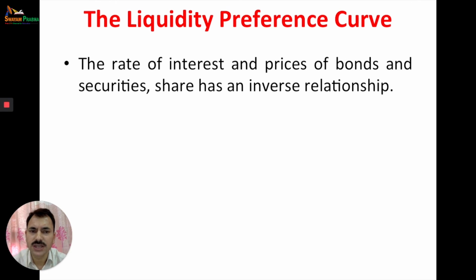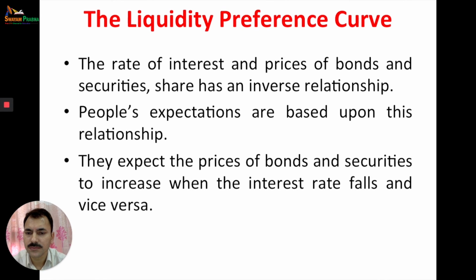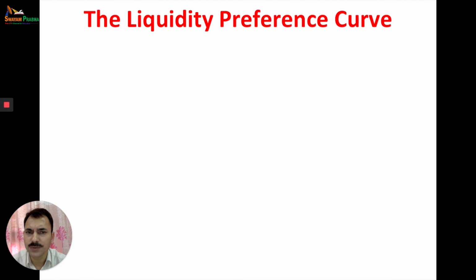The rate of interest and the price of bonds, securities and shares have an inverse relationship according to this theory. People's expectations are based upon this relationship. They expect the price of bonds and securities to increase when the rate of interest falls, and when the rate of interest increases, the price of bonds and securities will decrease, according to the speculative motive.